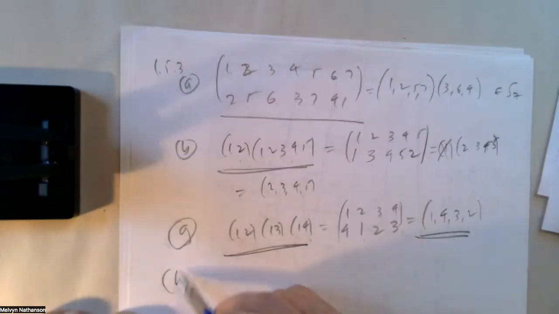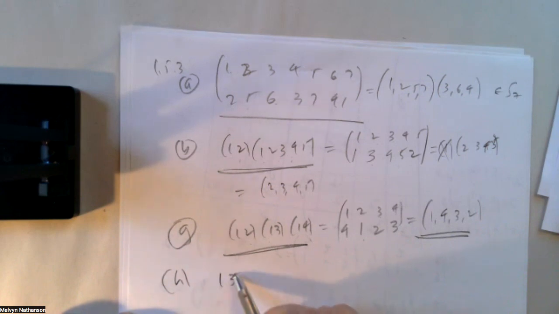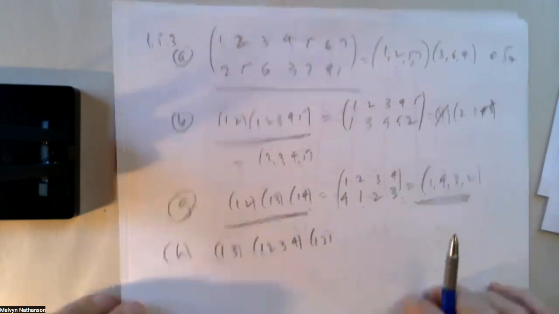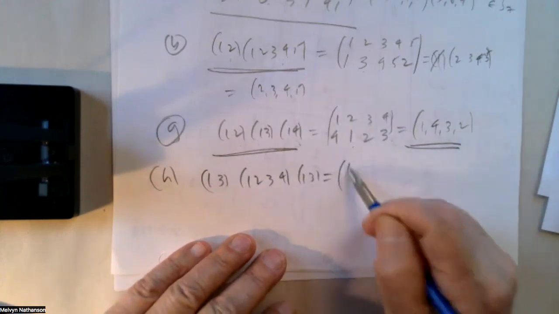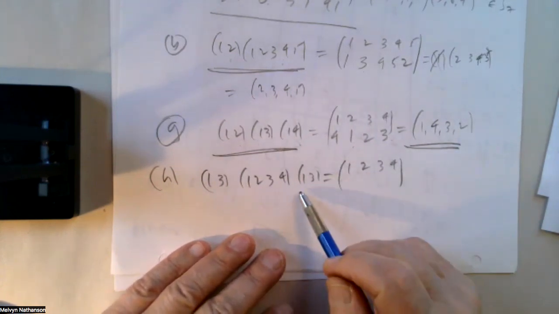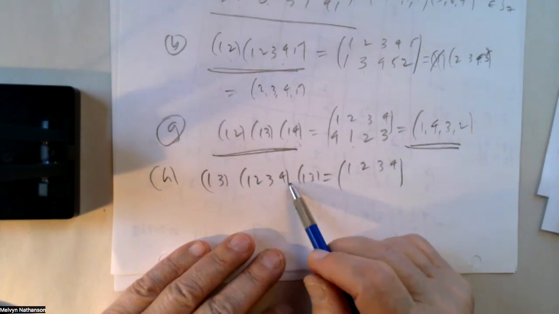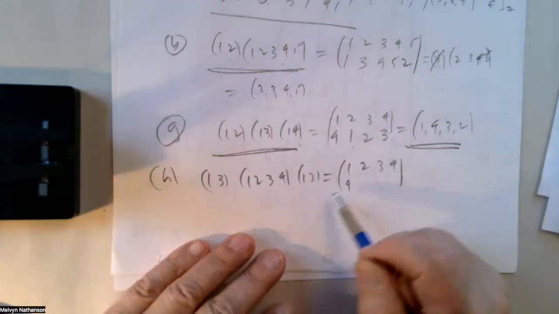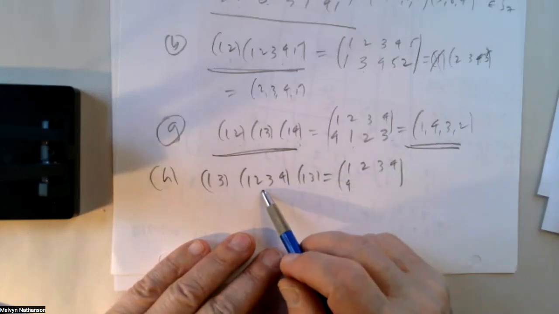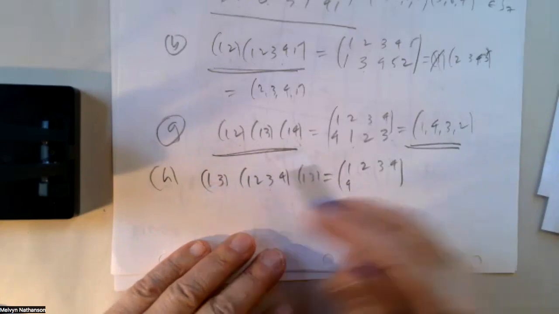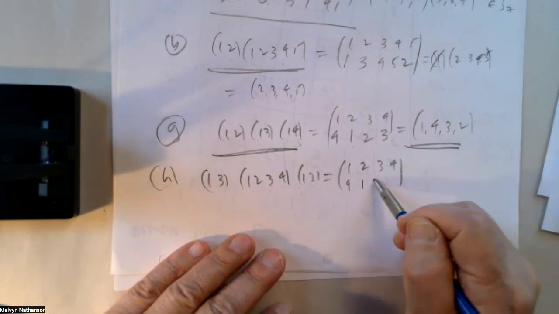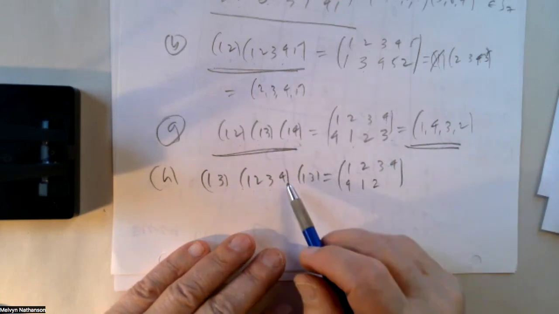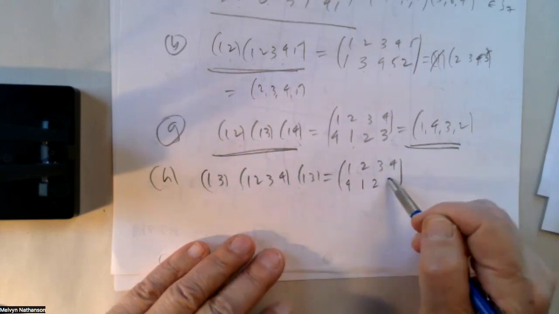Let's do one more. These are kind of fun. Suppose I have (1 3)(1 2 3 4)(1 3). So these are not disjoint, so you can't rearrange them. This is some permutation of 1, 2, 3, and 4. So 1 goes to 3, 3 goes to 4, 4 goes to 4. 2 goes to 2, 2 goes to 3, 3 goes to 1. 3 goes to 1, 1 goes to 2, 2 goes to 2. 4 goes to 4, 4 goes to 1, 1 goes to 3.